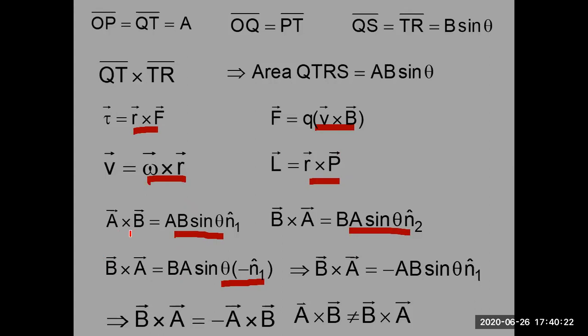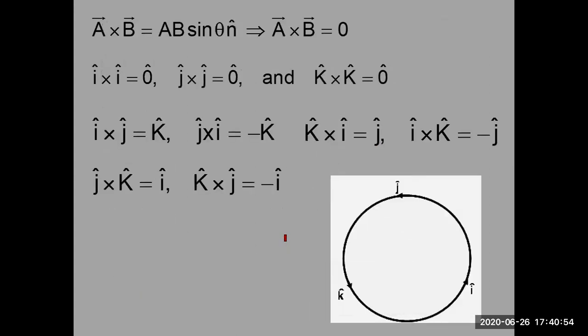When you're taking A cross B, that is AB sine theta, and if you're taking B cross A, it means you're rotating from B to A, so your thumb will move in the opposite direction, and that's the negative sign. So we can prove B cross A is equal to minus A cross B, because with the change of direction, the vector pointing along your thumb, which shows the product of the vectors, becomes opposite.